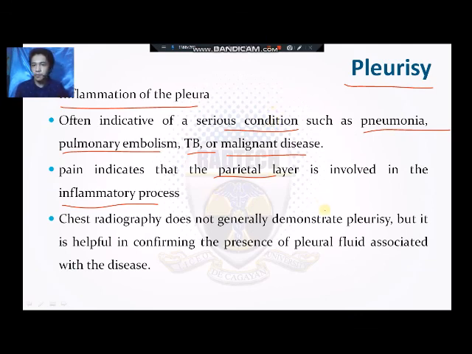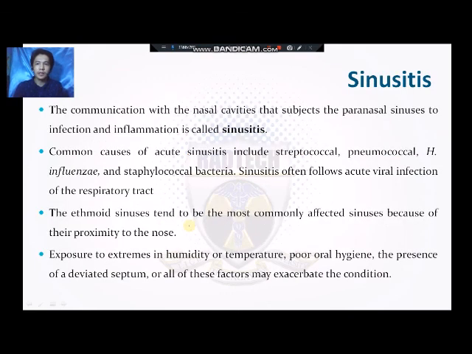Okay, so if ever na pleurisy atong patient, chest radiography does not generally demonstrate this type of pathology, but it is helpful in confirming the presence of pleural fluid associated with the disease. So dili nato makita nga naay pleurisy gid si patient, but if ever the condition is sometimes kung mag-worsen ang condition, kung naay mga fluid accumulation because of the inflammation, then we can demonstrate that in chest radiography.